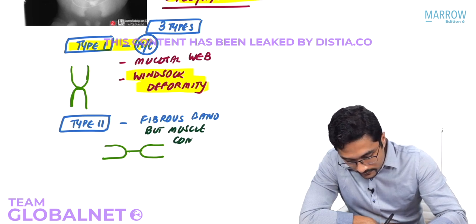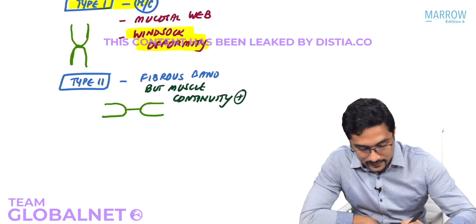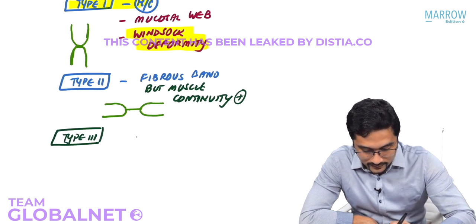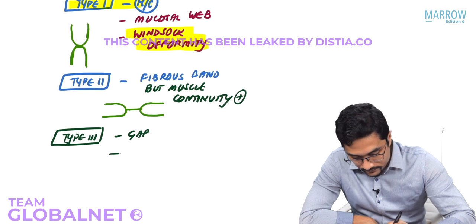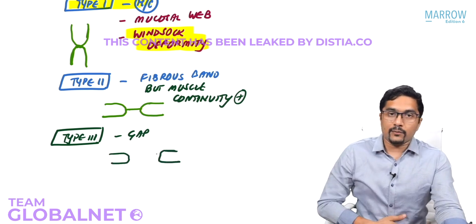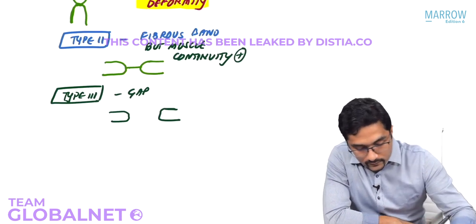But muscle continuity is present. And type 3 is when there is a gap present. Type 3 is when there is a gap between the two. So there is an actual gap which is present, that is type 3. This is the most severe, when there is an actual gap present there.